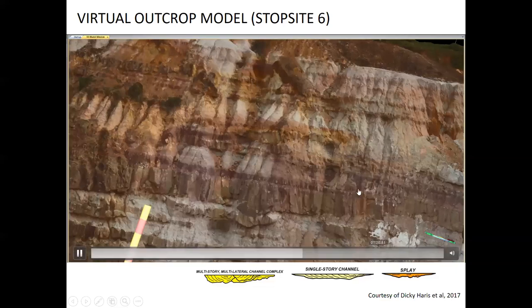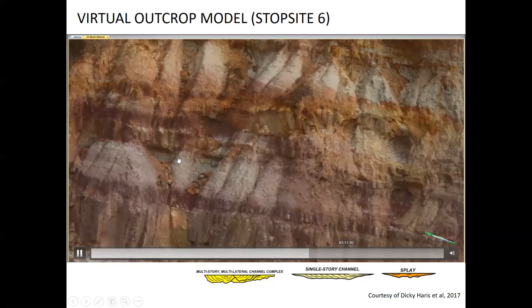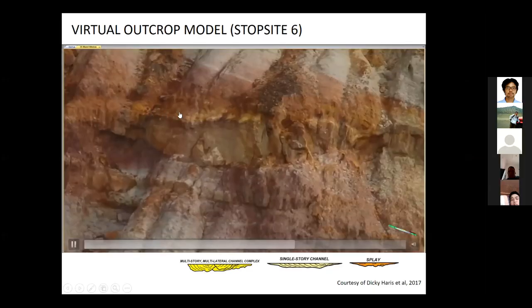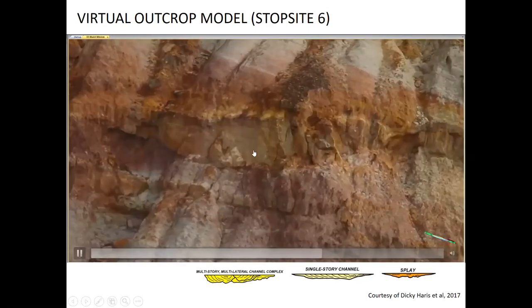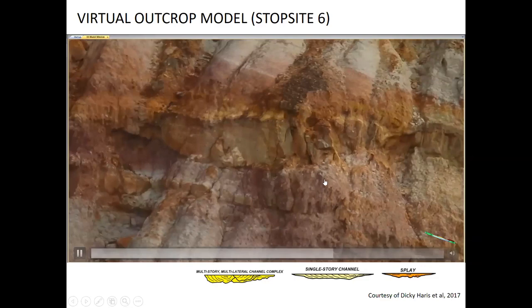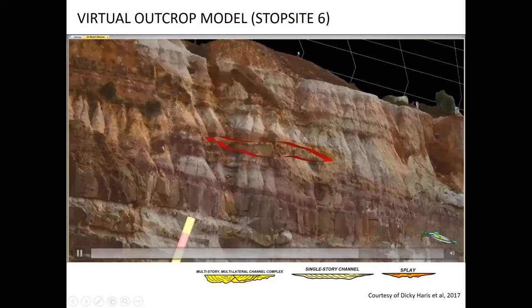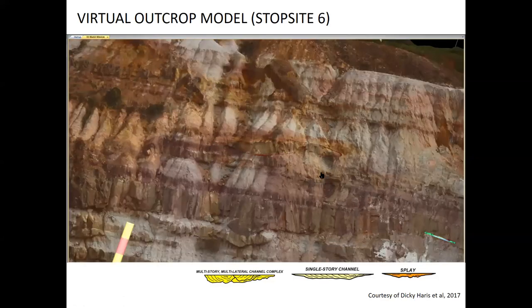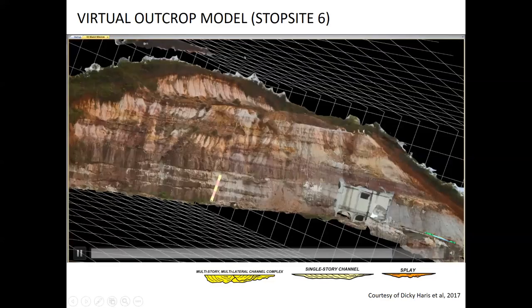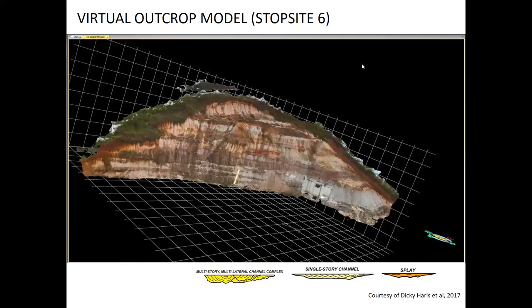Now we look closely at the individual single channel. Yeah, this is an example of a single channel body. The thickness of this individual channel body is 50 centimeters to 1 meter, and the width is up to 2 meters. It is dominated by some crevasse splay at the top section, very thin beds of crevasse splay among the overbank deposits.